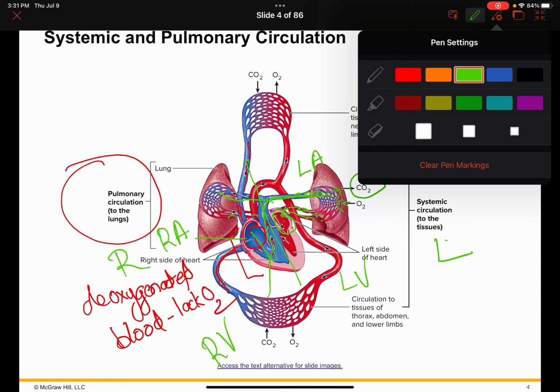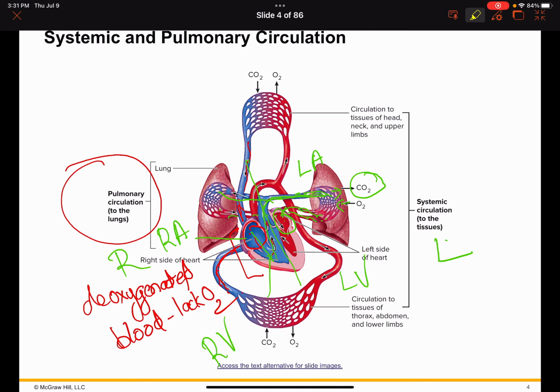I will take another color. So another one, systemic circulation. Systemic circulation begins when the left ventricle pumps the oxygenated blood to the aorta. So this is the left ventricle pumping the blood to the aorta. Aorta is the big blood vessel which carries oxygenated blood throughout the system, throughout the body.